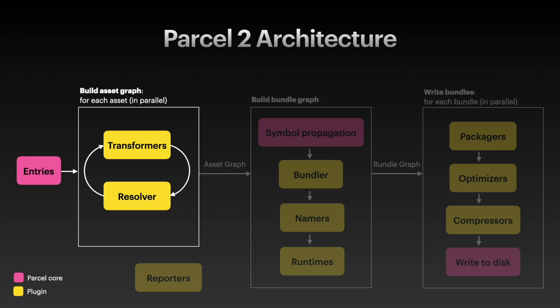Then it runs a resolver plugin to resolve the specifier, such as React, to an actual file path, for example, in node_modules. And then it continues transforming the resolved file and resolving its dependencies and so on until it's built a graph of all of the assets in your project. All this is done in parallel using all the CPU cores on your machine, and the results are cached so we can avoid processing files that haven't changed in the future.